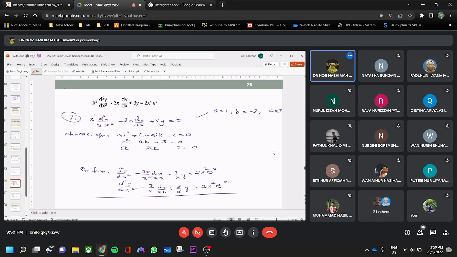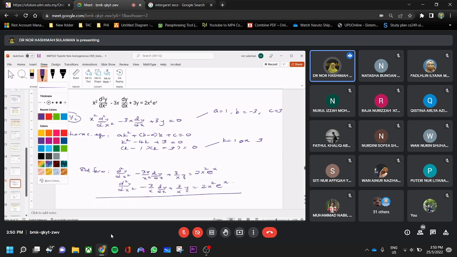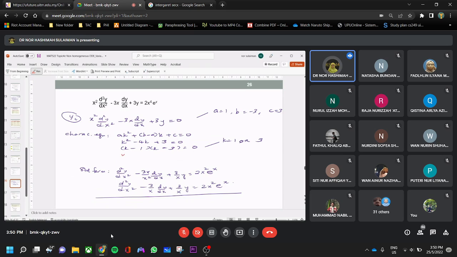K tolak 3, tolak 1, kan? Betul. So K sama dengan 1 ataupun 3, betul? Okay. So yc sama dengan apa? Cepat. C1 x kuasa 1 tambah C2 x kuasa 3. Okay, so dah dapat dah kita punya yc.